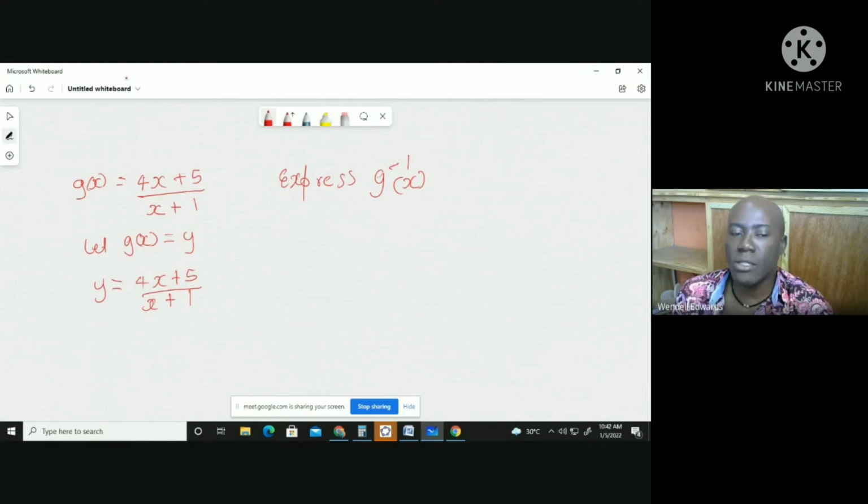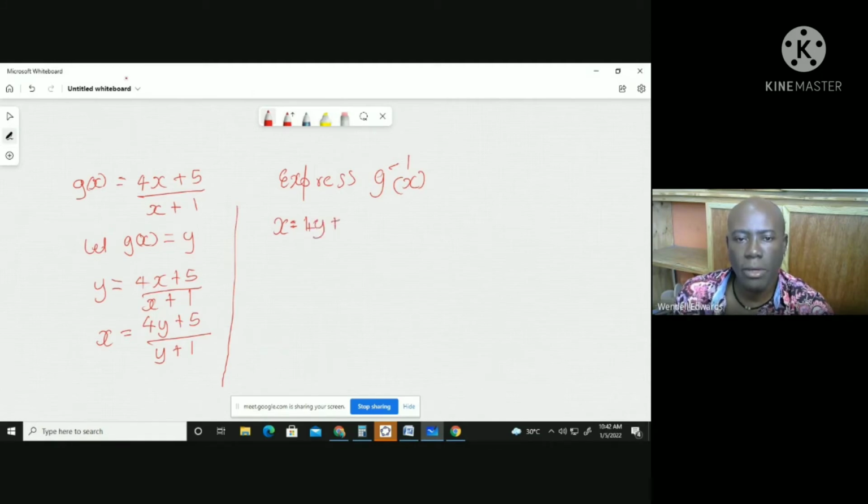Now, the first stage is to switch x and y. So this is now x is equal to 4y plus 5 all over y plus 1. Now, where do we go? Let's write this up here. So we have x is equal to 4y plus 5 over y plus 1.